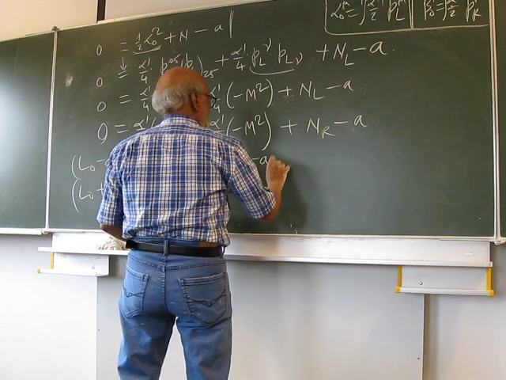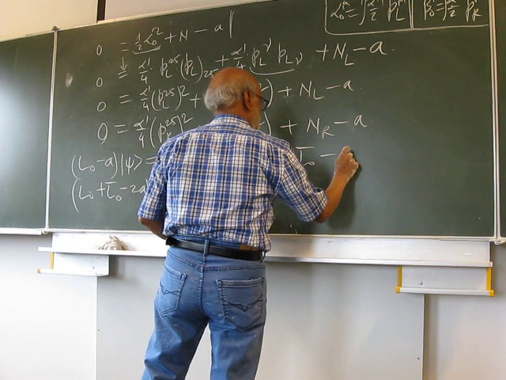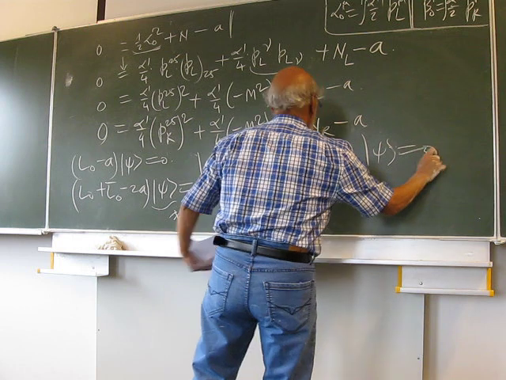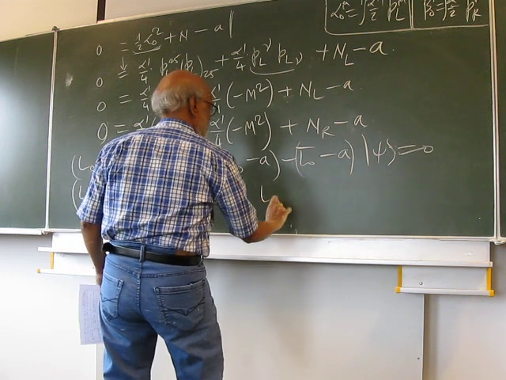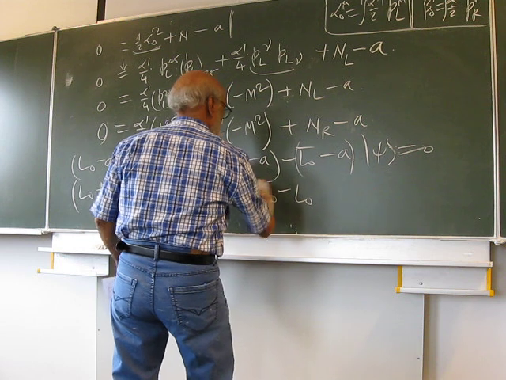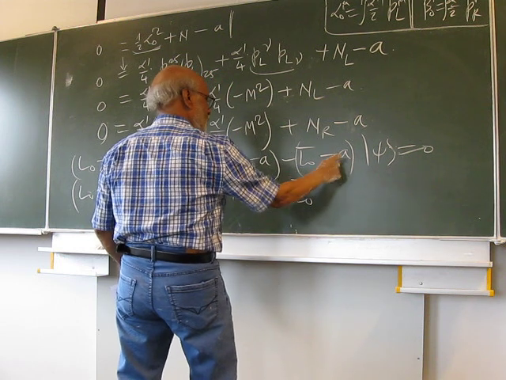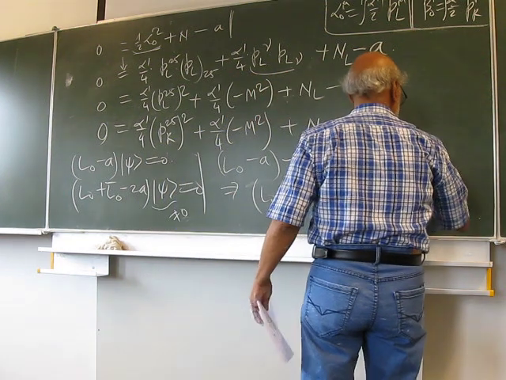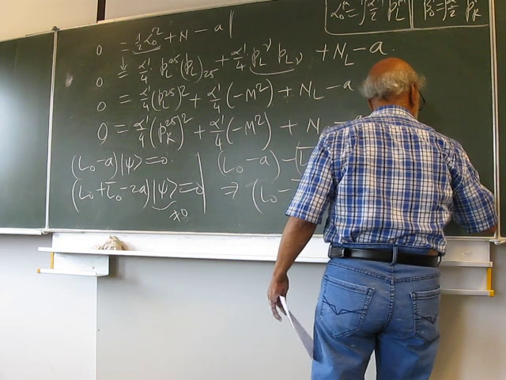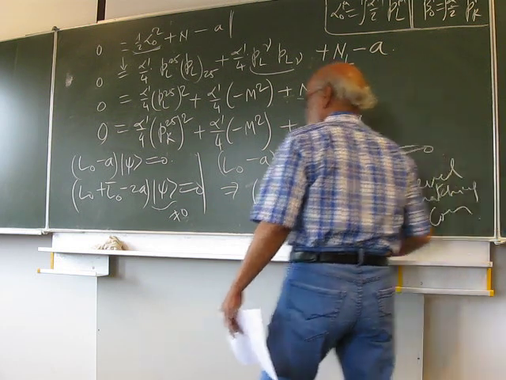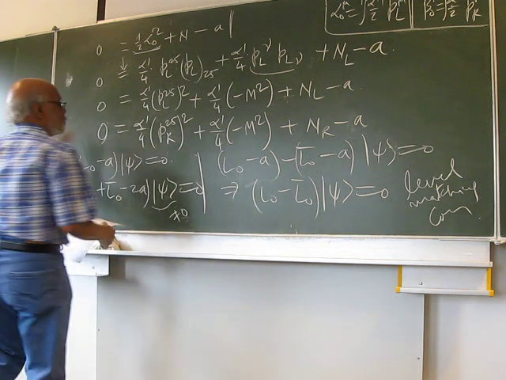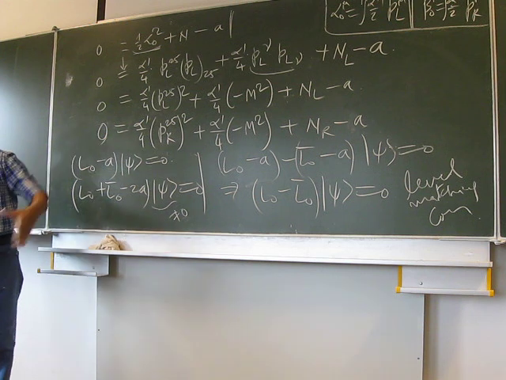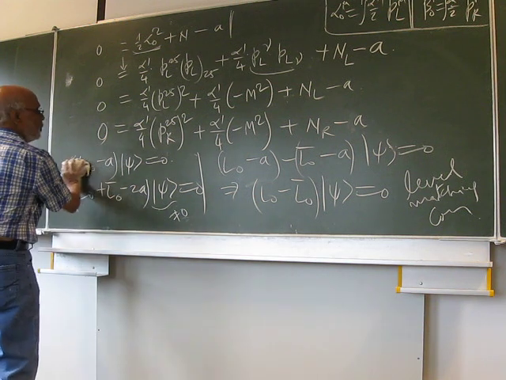So L0 minus A minus L0 bar minus A equal to 0. So this implies that L0 minus L0 bar, this thing goes away. This is called the level matching condition. Okay, so out of these two equations, you get these two equations. One by adding them, one by subtracting them. Okay, and that is what you do.